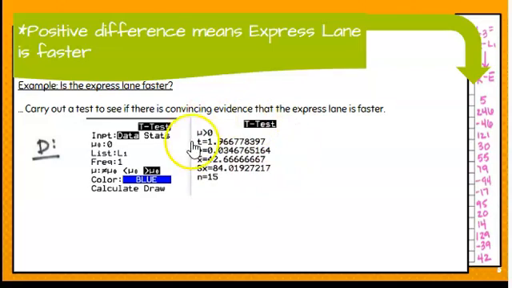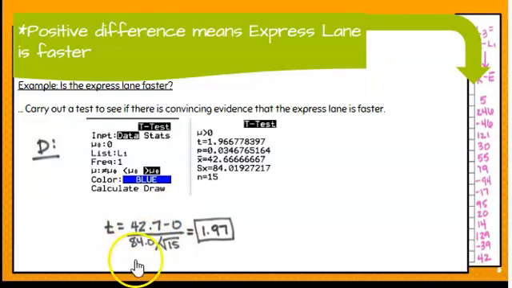So when I hit calculate, I get this output. There's my t-value, there's my p-value, x-bar, and s. All the things I need to show my work in my formula. So I would then show my t-value formula. There's x-bar minus 0, that's the null value, divided by the standard deviation divided by the square root of my sample size, which gives me a t-value of 1.97.